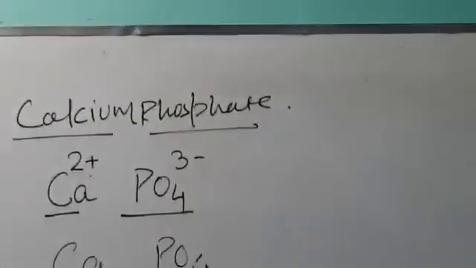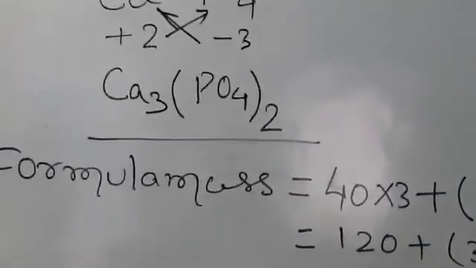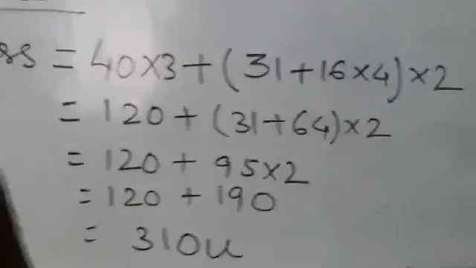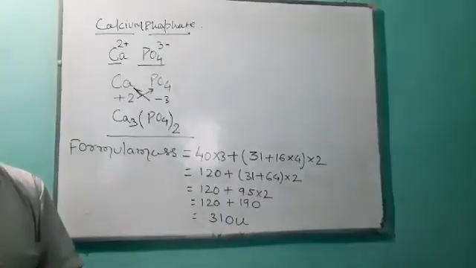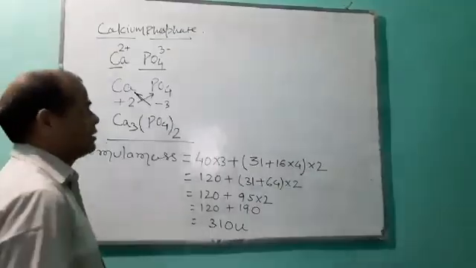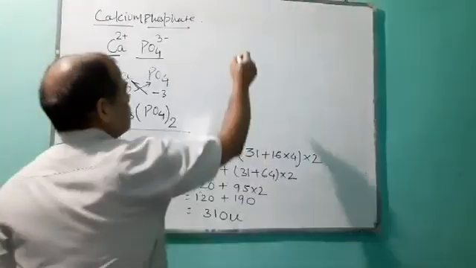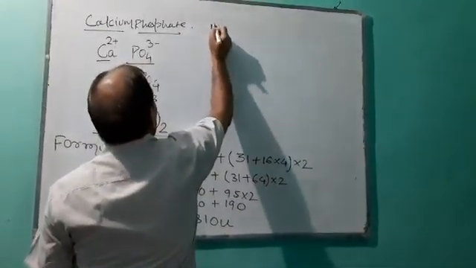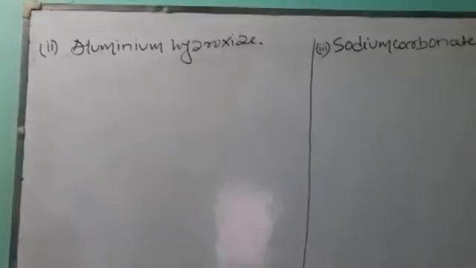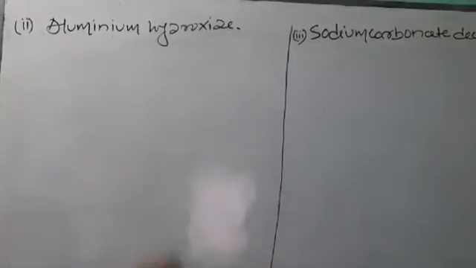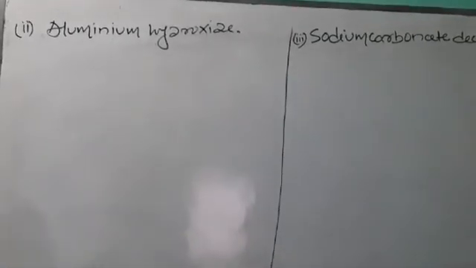Now next step, the next chemical formula. How to write the chemical formula of aluminium hydroxide? Write the chemical formula of aluminium hydroxide. Now, how to write the chemical formula of aluminium hydroxide?